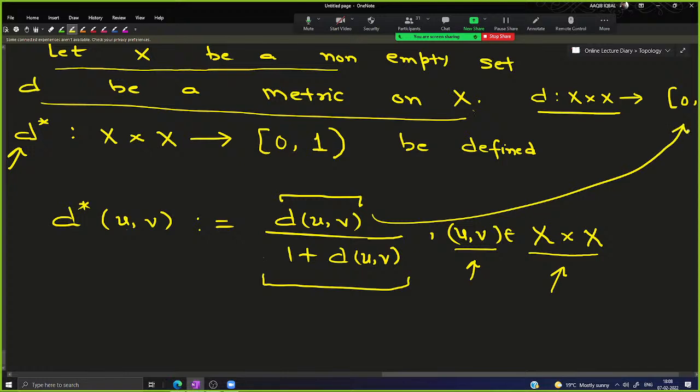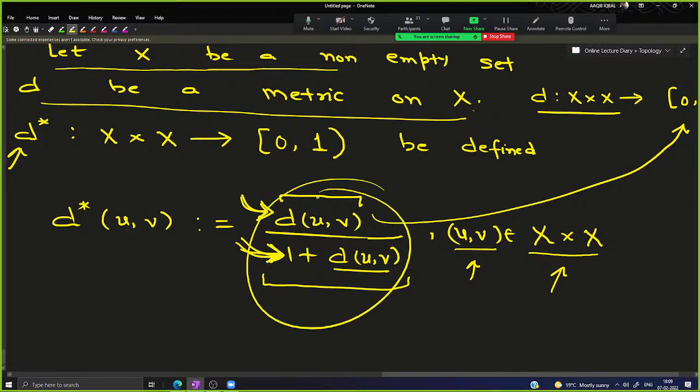ठीक. So numerator makes sense. अब आप divide कर रहे हैं. आप divide किससे कर रहे हैं? 1 plus d of u comma v. इंश्योर करना है आपको कि denominator must not be 0 और वो यहाँ नहीं होगा because it's 1 plus something. और जो something आप add कर रहे हैं it is d distance, because d is a metric, so it's non-negative. So you are dividing by a quantity which is 1 plus a non-negative quantity, so this is positive, so therefore it's a real number. This is a positive real number. In fact, this is also a non-negative real number. So therefore, this makes sense. So d star makes sense.